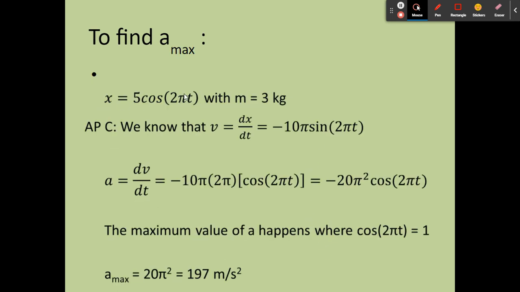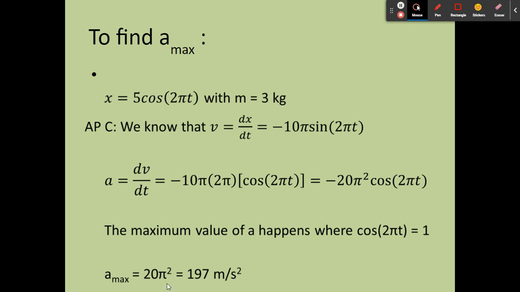So with that same equation that we had in the previous example, if we take dv/dt, that's going to give us negative 10 pi times another 2 pi times now cosine of 2 pi t. So that's going to give us negative 20 pi squared cosine 2 pi t. And if we want to find the maximum value, again, that's going to happen where cosine is equal to 1. So if we replace cosine with 1, that gives us 20 pi squared, and that's 197 meters per second squared.